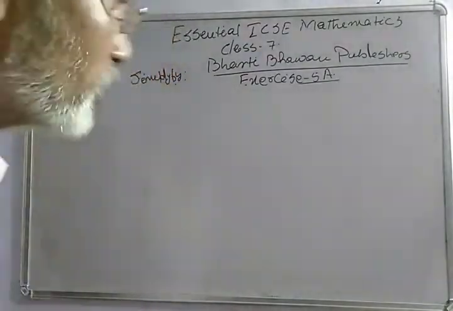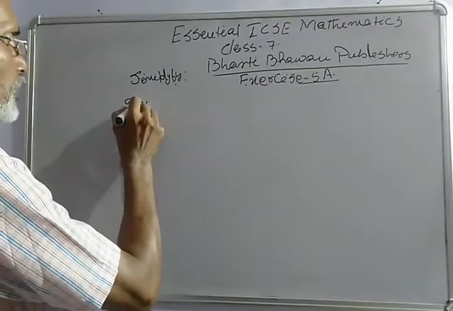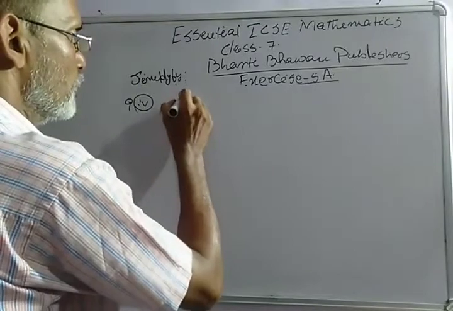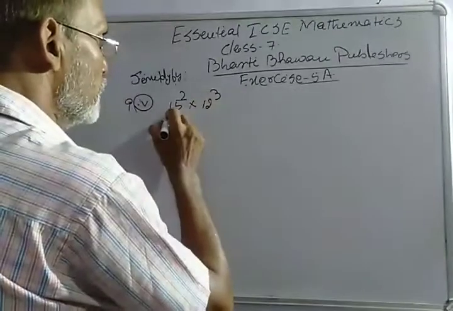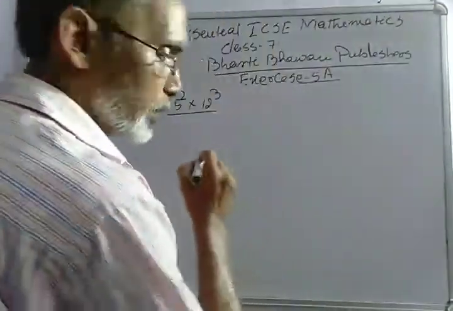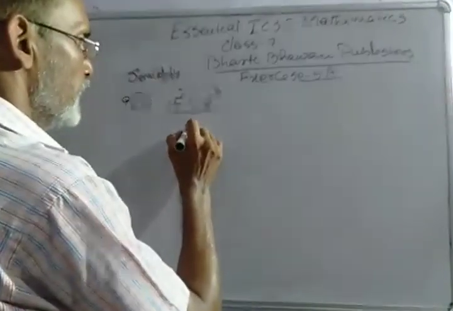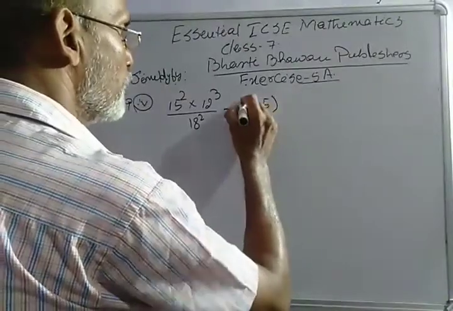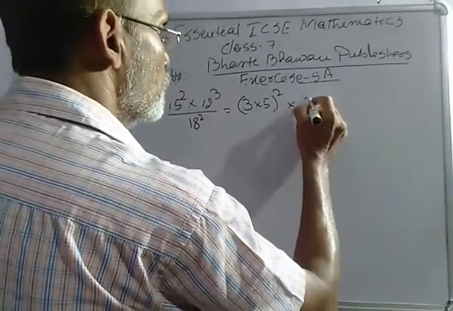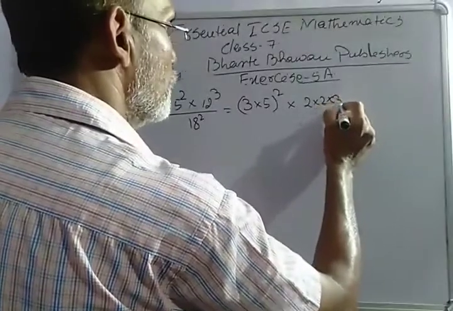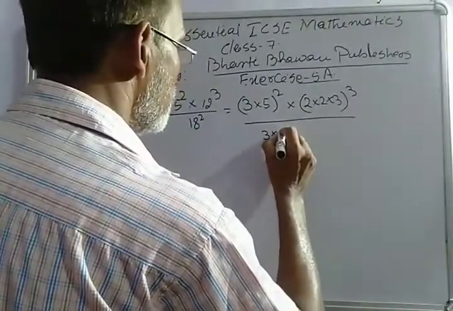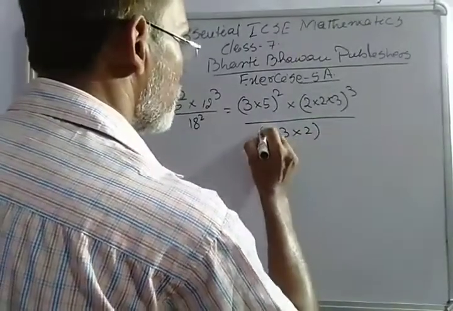Then number 4. 15 to the power 2 into 12 to the power 3 by 18 to the power 2. So this is equal to 3 into 5 whole to the power 2 into 2 into 2 into 3 whole to the power 3 by 3 into 3 into 2 whole to the power 2.